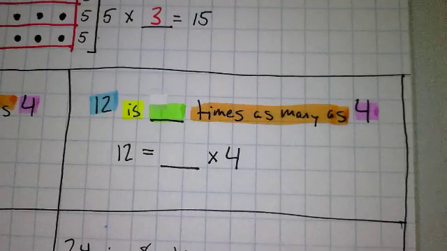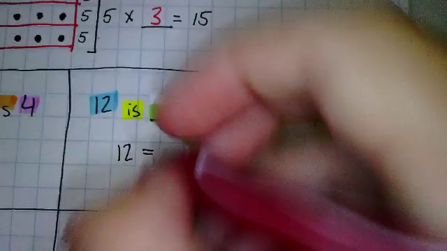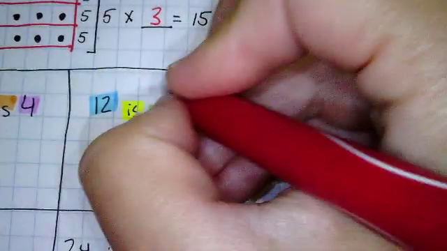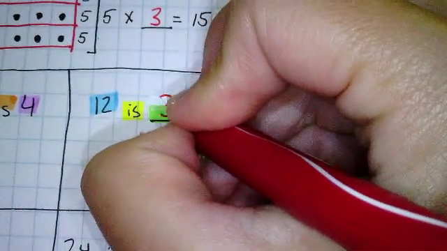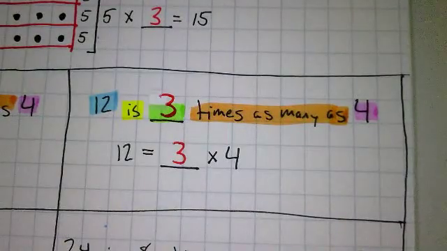What number can we put in there? Emma? We're going to put a 3 in there. 12 equals 3 times 4. Therefore, 12 is 3 times as many as 4.